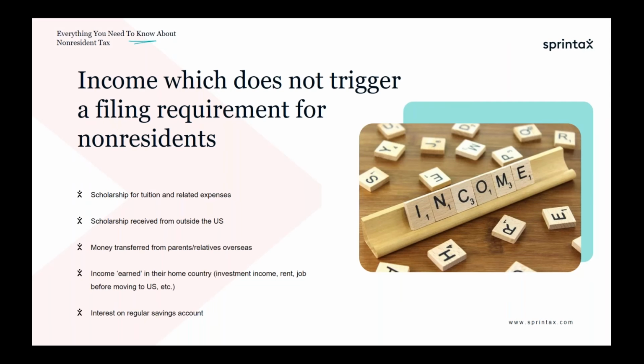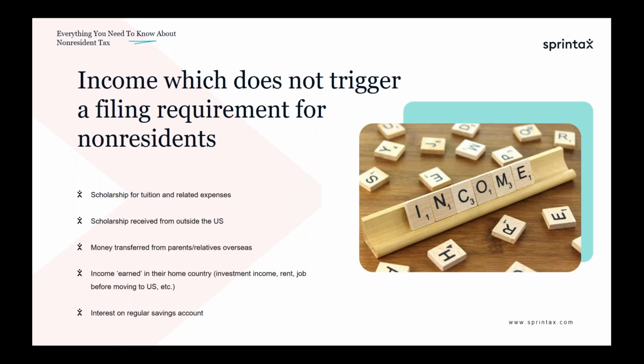But a pretty common question we get from a lot of our international students and scholars is what type of income doesn't trigger a filing requirement for non-residents? So some of the popular types listed here. The first is your scholarship for tuition and tuition-related expenses. So if you have a scholarship that just covers your tuition and tuition-related expenses, and as long as you're a candidate for a degree at a qualified institution, then typically that scholarship for tuition and tuition-related expenses would be non-taxable and non-reportable on your tax return.